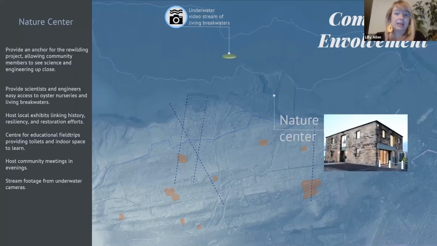And then thinking about a nature center, which is a big part, but it doesn't have to be. And it's really convenient for Granton that they had this historical building that the community wasn't quite sure what to do with. And I really think a nature center would be really perfect, which would provide an anchor for rewilding, allowing community members to see science up close, and allowing the science to happen in a specific area. You have a home base. And you could host local exhibits linking history, resiliency, and restoration.